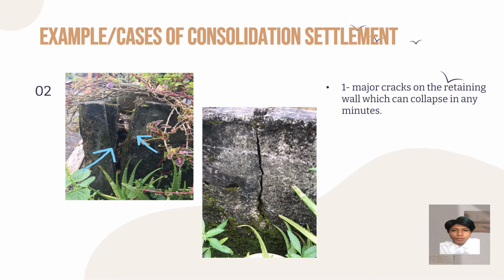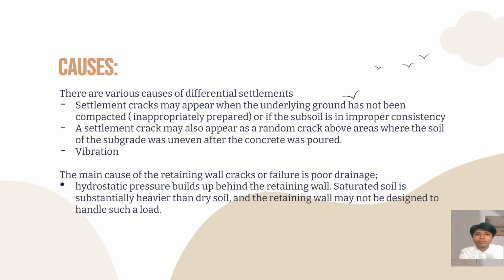And for example 2, since my house is located on higher ground, there is a retaining wall which provides functional support for keeping soil in place. As we can see in the picture, there are major cracks on the retaining wall which can collapse at any minute. As for the causes of these problems, there are various causes of differential settlement.